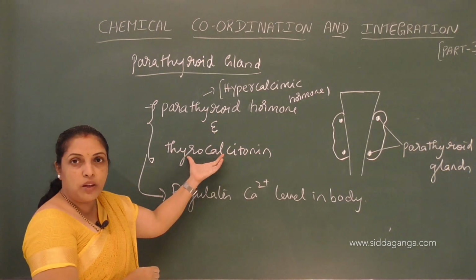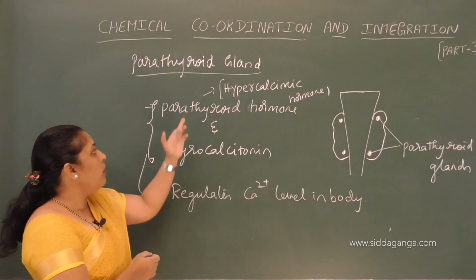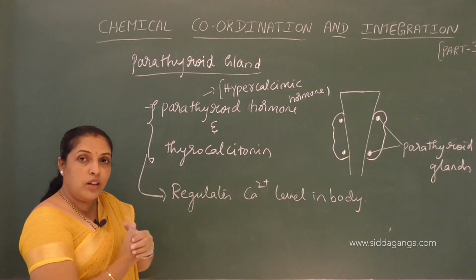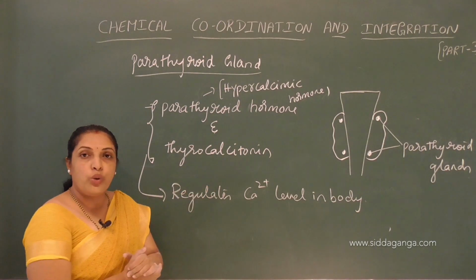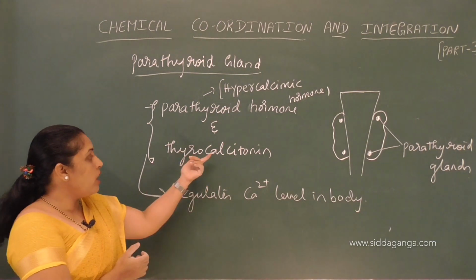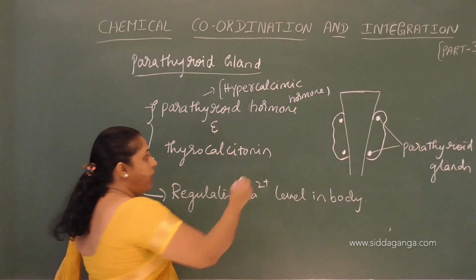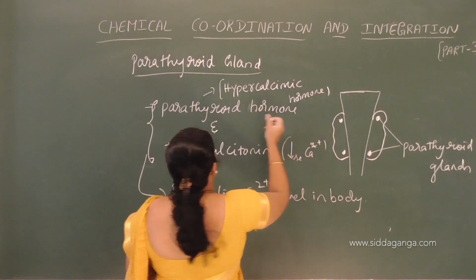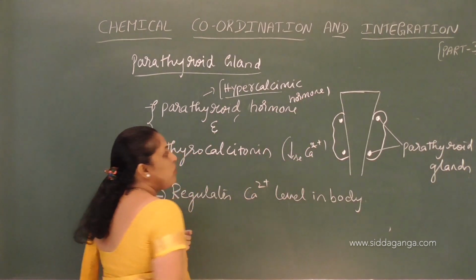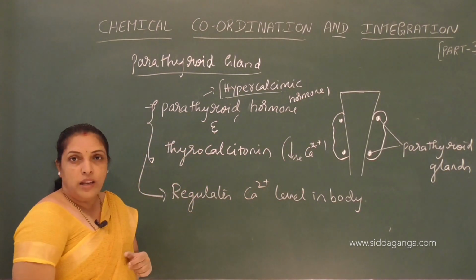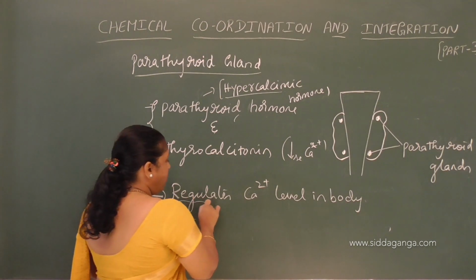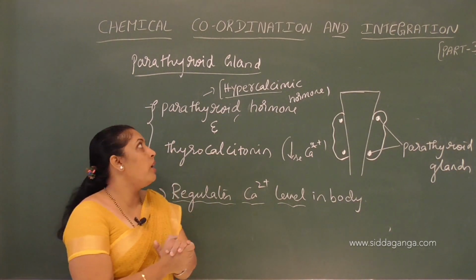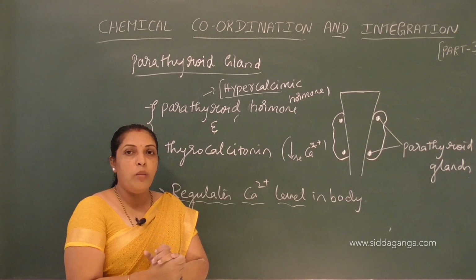When the body feels that calcium level is less in the blood, then the parathyroid hormone is going to function. When the calcium level increases in the blood, thyrocalcitonin is going to function to decrease calcium level. Thyrocalcitonin decreases calcium level in the blood, whereas parathyroid hormone increases calcium level in the blood. So these two hormones mainly help in regulating or balancing the calcium level in the blood. So this is about parathyroid hormone, which is produced by parathyroid gland.